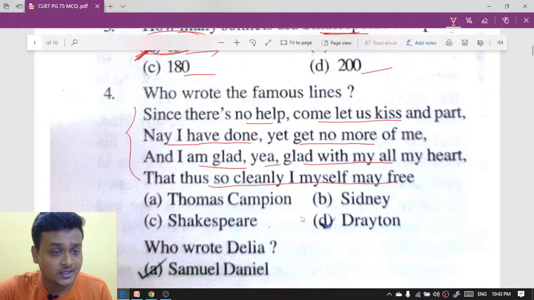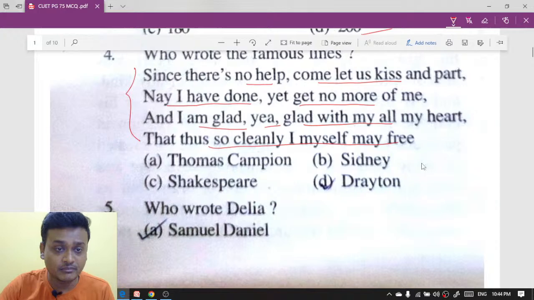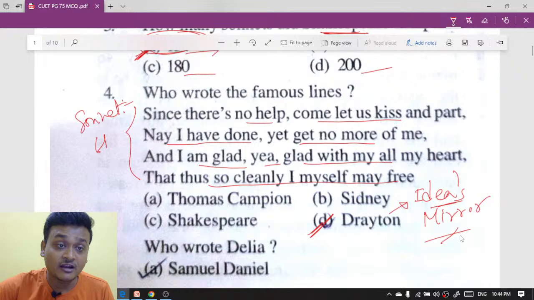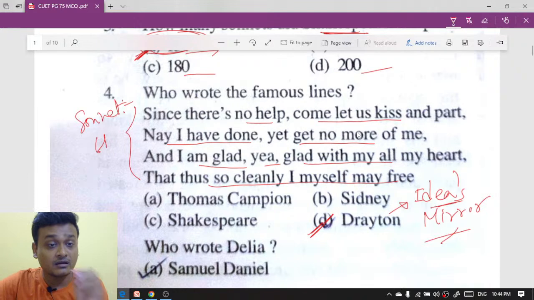It was written by Michael Drayton, and these lines appear in the sonnet sequence called Idea's Mirror. Idea's Mirror is the name of Drayton's sonnet sequence, and it is sonnet number 16. So in sonnet number 16, these lines appear: since there is no help, come let us kiss and part. These were lines of Idea's Mirror written by Michael Drayton.